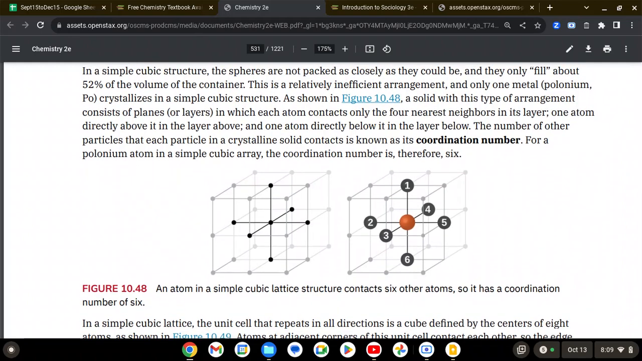In a simple cubic structure, the spheres are not packed as closely as they could be, and they only fill about 52% of the volume of the container. This is a relatively inefficient arrangement, and only one metal, polonium, crystallizes in a simple cubic structure, as shown in Figure 10.48. A solid with this type of arrangement consists of planes or layers in which each atom contacts only the four nearest neighbors in its layer, one atom directly above it in the layer above, and one atom directly below it in the layer below. The number of the particles that each particle in a crystalline solid contacts is known as its coordination number. For a polonium atom in a simple cubic array, the coordination number is therefore 6.